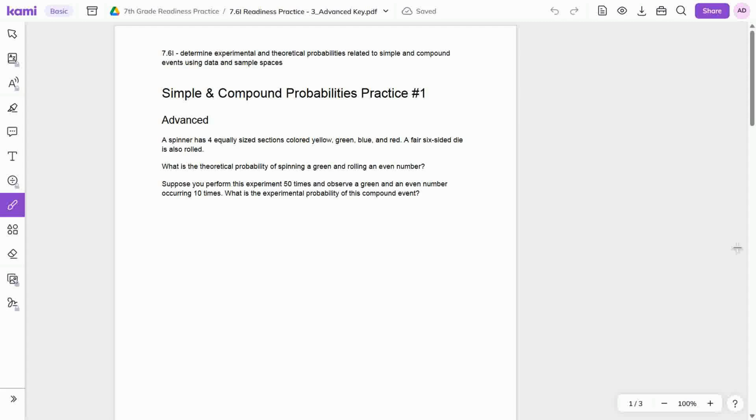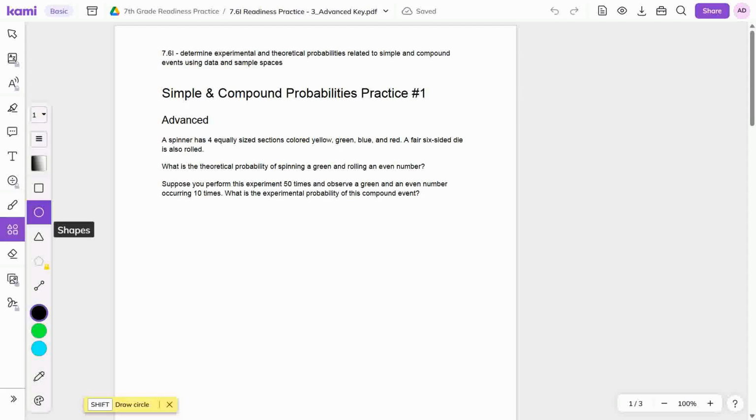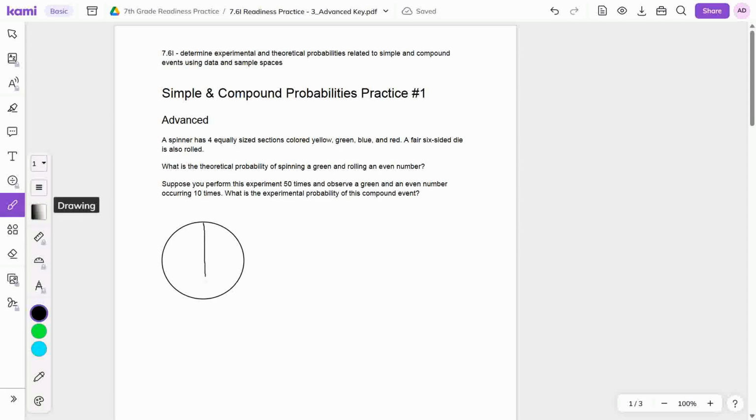So we have a spinner and we have a die, a six-sided fair die, which means it's not rigged in any way, with the numbers 1 through 6. So we need a theoretical probability, and then we also have an experimental question. So let's draw a picture of what we have here. I'm going to give myself a circle, and that's going to be my spinner. What are my four options here? I've got yellow, green, blue, and red.